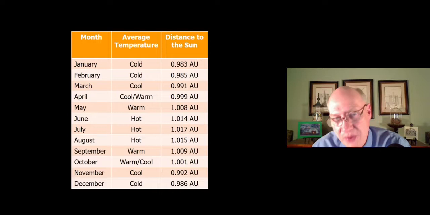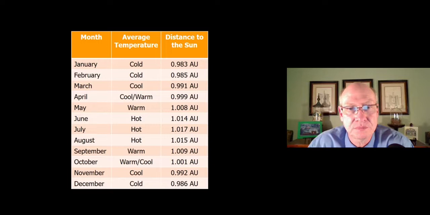Now I've put on there, and I want you to take a very close look at this, the average distance to the sun. In January, we're 0.983 astronomical units from the sun. We are closer to the sun than average. In February, we're a little bit farther from the sun, and in March and April and May, we're getting farther and farther from the sun until in July, we are 1.017 astronomical units from the sun. We are farther from the sun than average, but we are also at our farthest for the year.